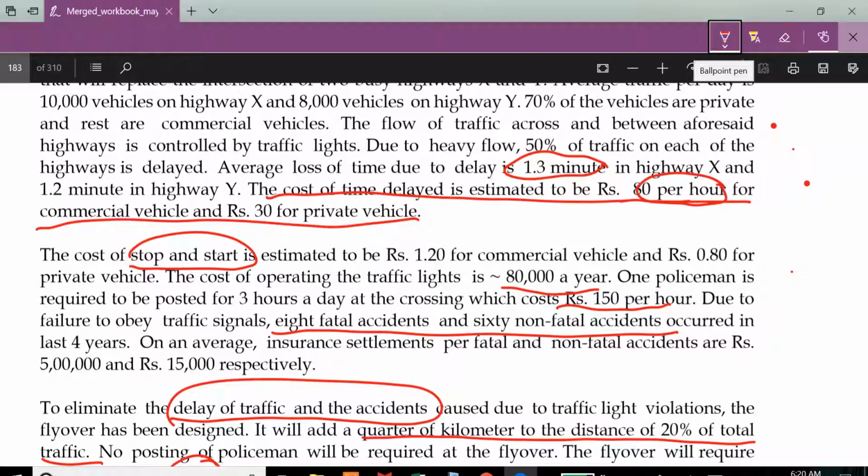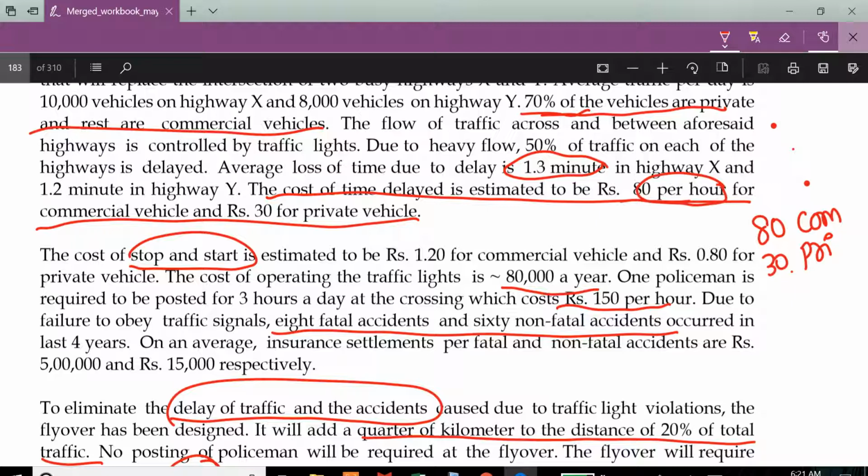whenever a delay happens, the cost is not the same for a private vehicle and a commercial vehicle. So what they have indicated in the question is the cost is 80 per kilometer for commercial and 30 per kilometer for private. Now how we can interpret this finally is, there is a composition given. The composition says 70% of the vehicles are private and the rest are commercial vehicles. Now ignore this 80 and 30.